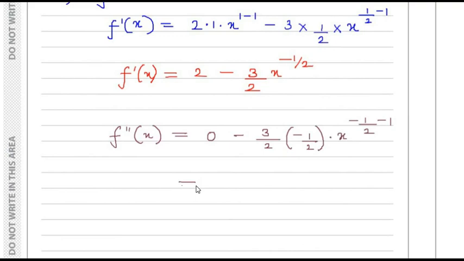Now simplifying the answer, we get minus of minus is plus. So 3 over 2 times 1 over 2 gives us 3 over 4. And x is raised to a power of minus 3 over 2. Addition of these two powers.